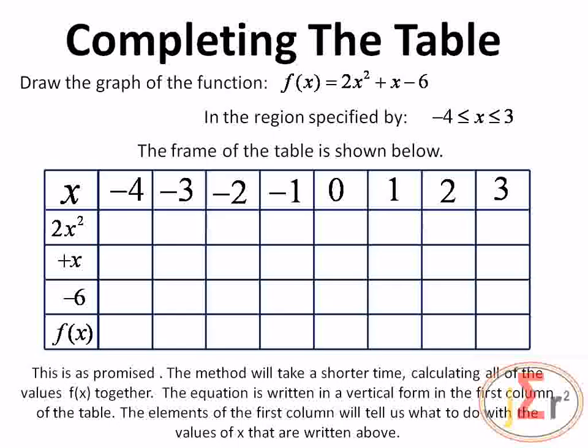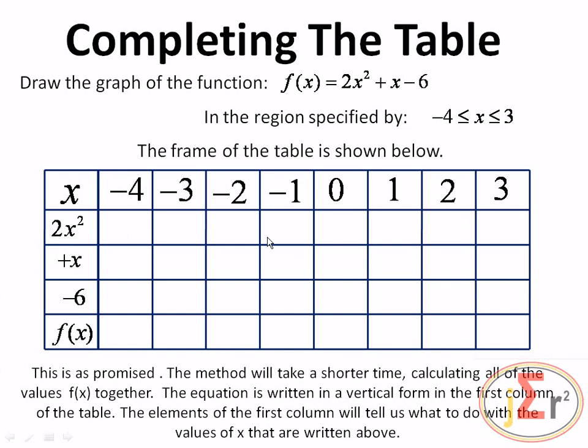What is the meaning of all of this? So this is as promised. The method will take a shorter time, calculating all of the values of f of x together. The equation is written in a vertical form in the first column of the table. The elements of the first column will tell us what to do with the values of x that are written above. So here is our function here. So what do we have first? We have x, and these are the values of x, going from -4 to 3.